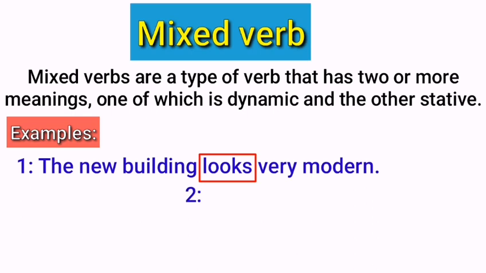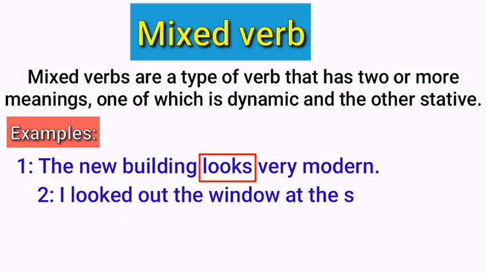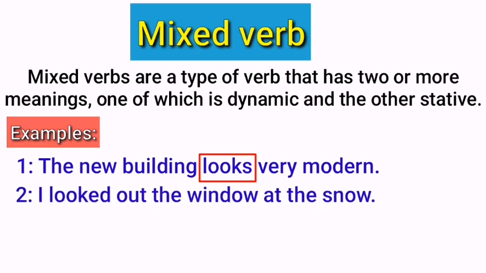While I looked out the window at the snow. Look at this example. The verb, looked, here is a dynamic verb, because here it does not talk about the state of the person but here it talks about the physical activity of looking out of the window. So, you can see it can be used as a dynamic verb and as well as a stative verb. So, that is why it is called a mixed verb.